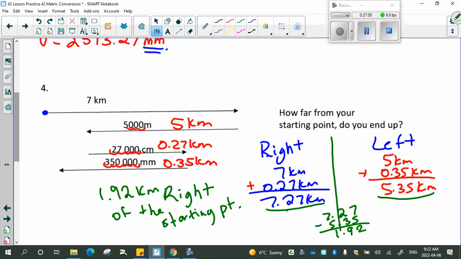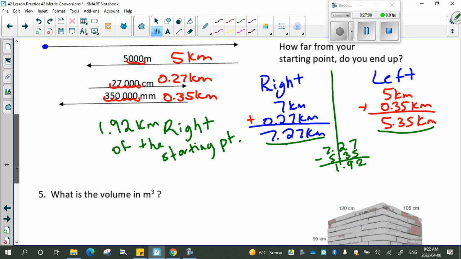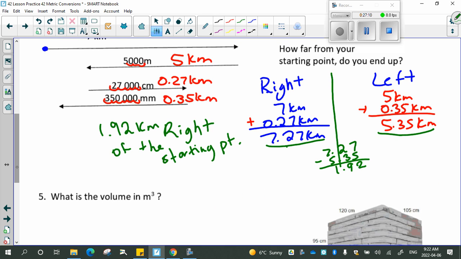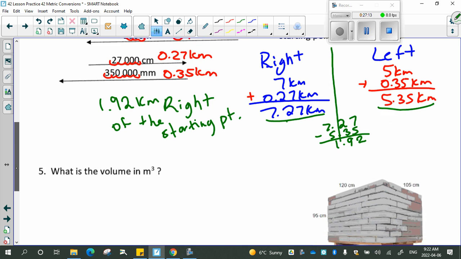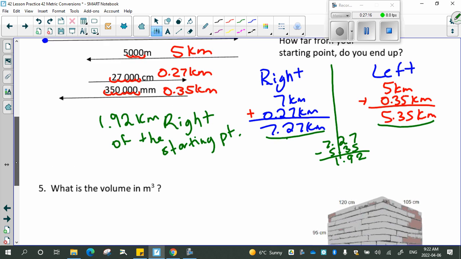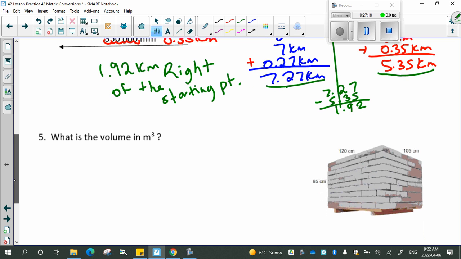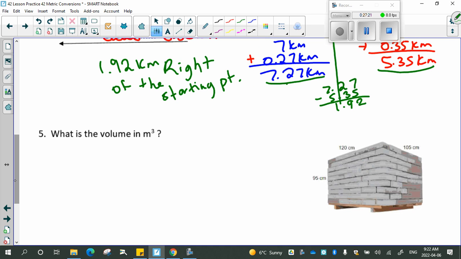One more. And there we go. This one's actually pretty straightforward. All right, what is the volume in cubic meters? So this is, you can think of it as a rectangular prism. It kind of does, but they're different lengths, so it's not. So the volume, if you look at volume of a rectangular prism, that's the one that you all started with, before you realized it was area, length, width, height.